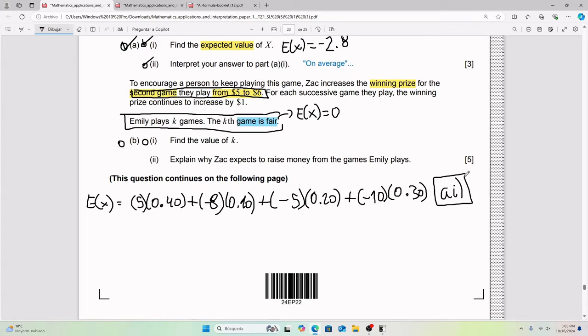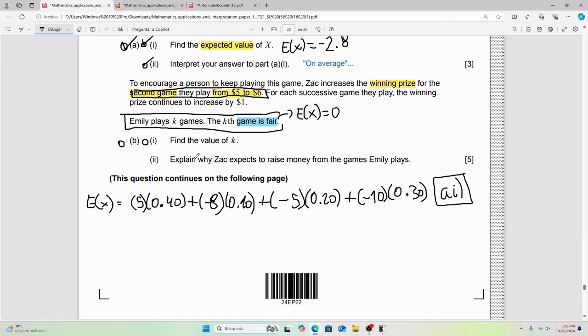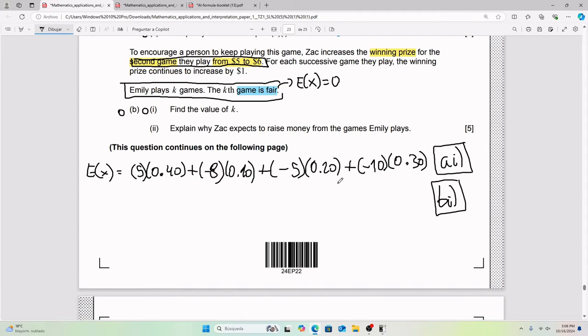See? So for part A, there wasn't anything about the second game increasing and the third and so on. This is for every single match. See? For part B, this expected value formula needs to change, but just a little bit. ¿Cierto? Think about it this way.